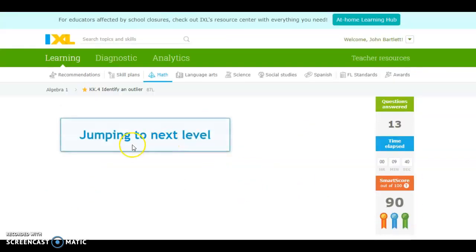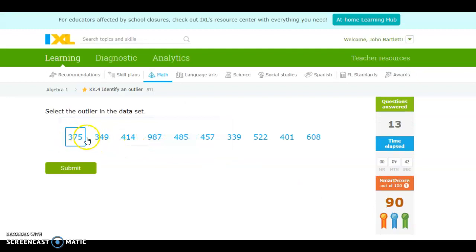Okay, so for this section, you're just going to go through, you're going to look at your numbers, and you're going to find the number that does not go with the rest.